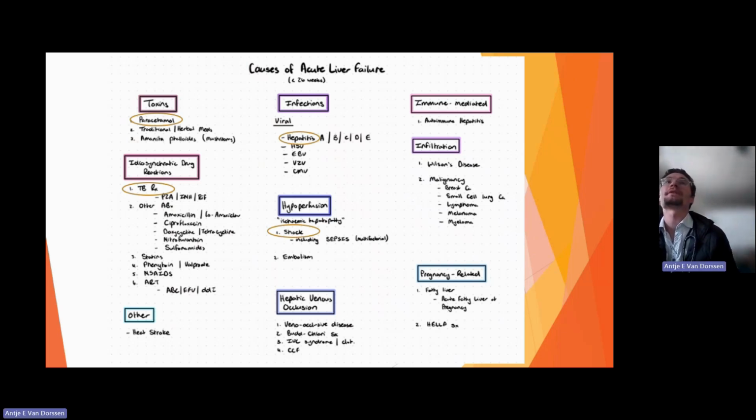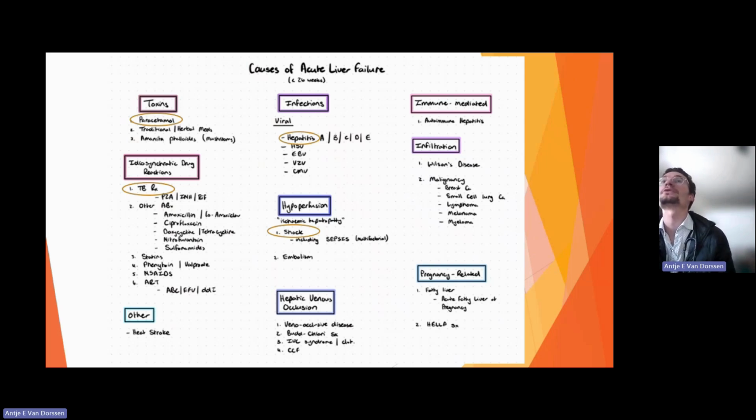Toxins, we often see paracetamol toxicity, viral hepatitis, hepatitis A and hepatitis B, sometimes hep C, TB treatment and the other idiosyncratic drug reactions. So a DILI is the classical one from TB treatment. And then hypoperfusion and a shocked liver. And that also includes sepsis as a cause of shock.